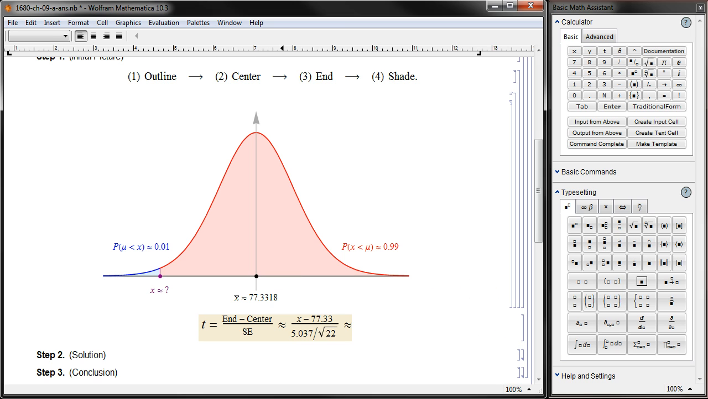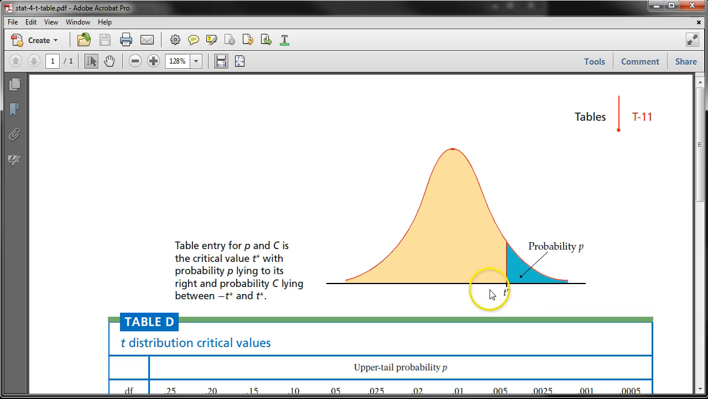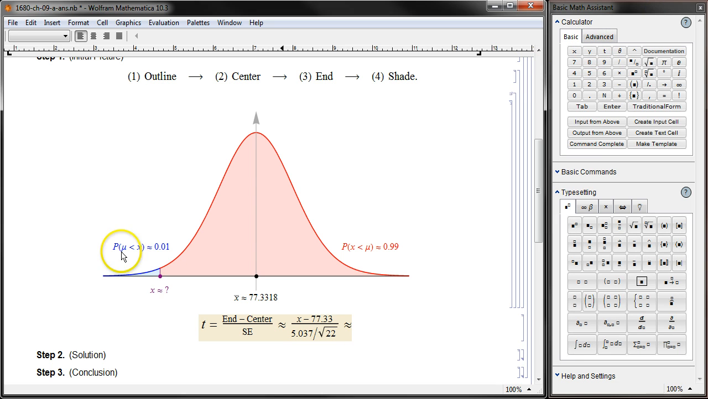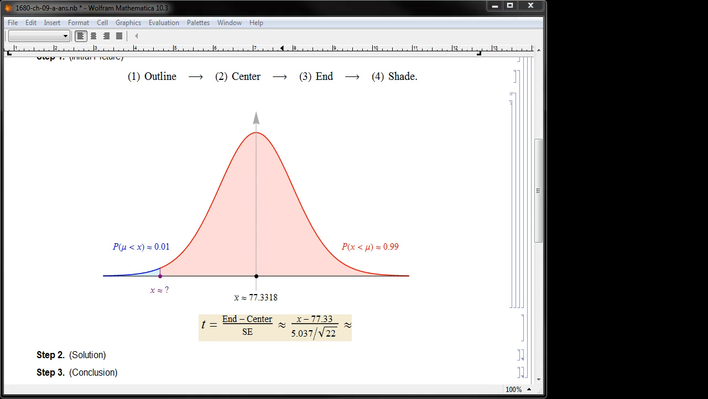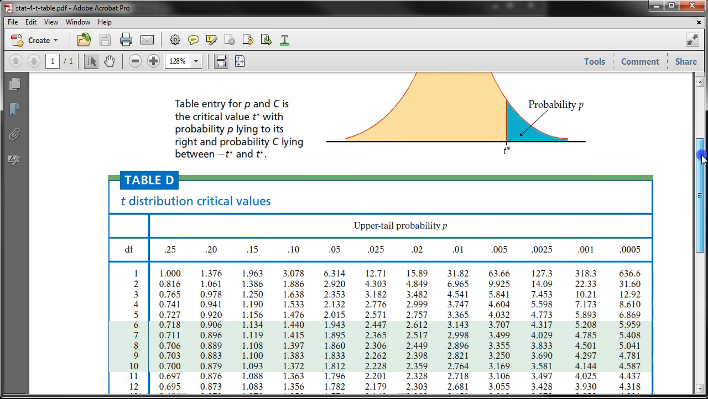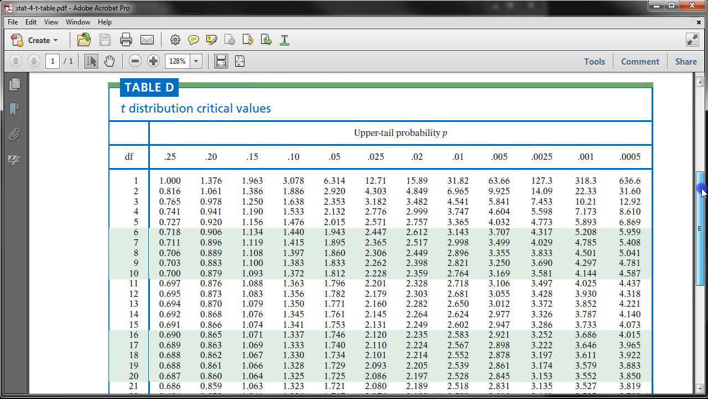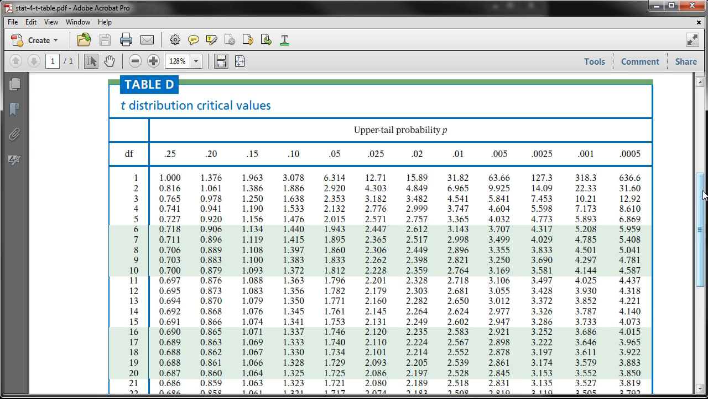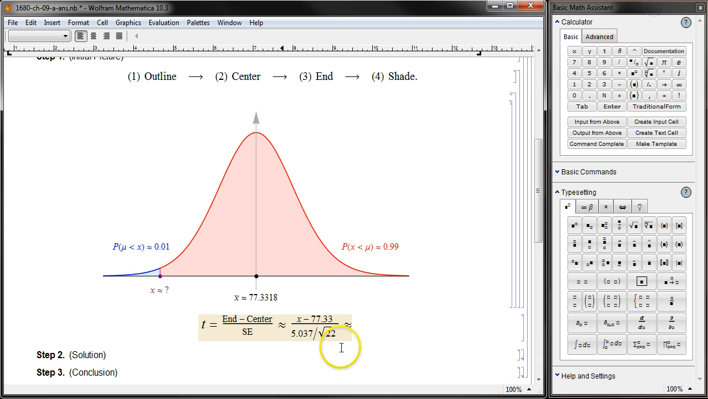Shall we look up the table here? Here it is. And this table is based upon right-hand side shading here. What we want instead, we want left-hand side shading, so we need a negative sign. Alright, what's the degree of freedom? Is 21 because sample size was 22. So 21 row is here, and then we want 1% to the right, so 2.518, but 1% to the left. That's how you get negative 2.518.